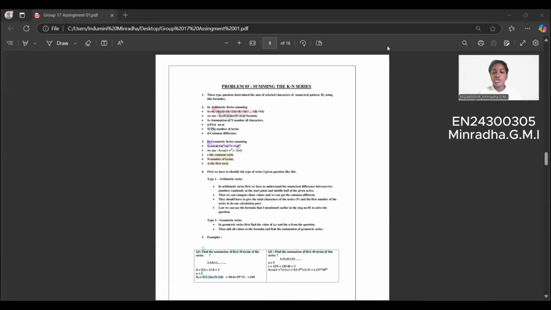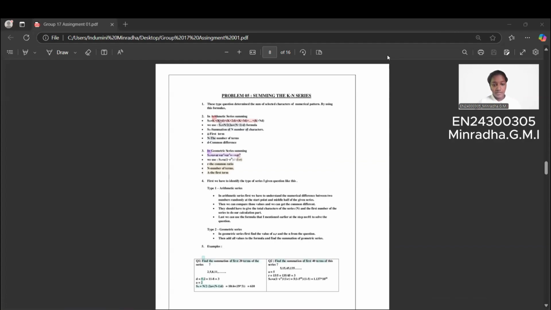When we talk about the geometric series, the formula is Sn equals a times open bracket 1 minus r to the power n close bracket over 1 minus r. The key steps are: identify the first term, the common ratio, and the number of terms, and then substitute into the formula to find the sum. Lastly, as you can see, there are two example problems of arithmetic series and geometric series.